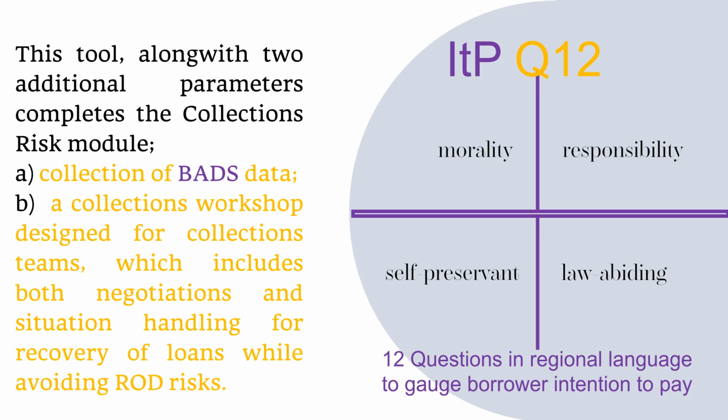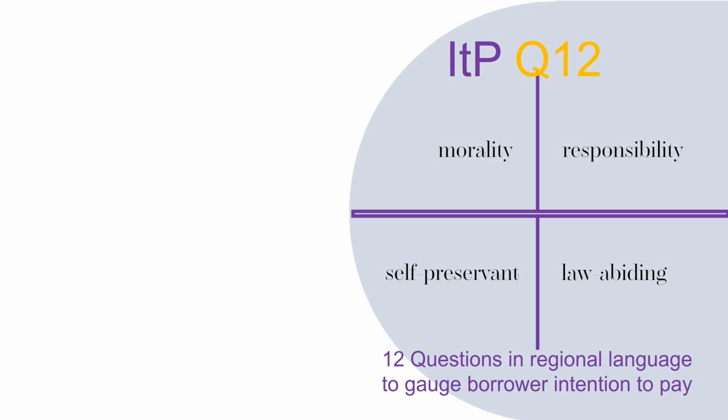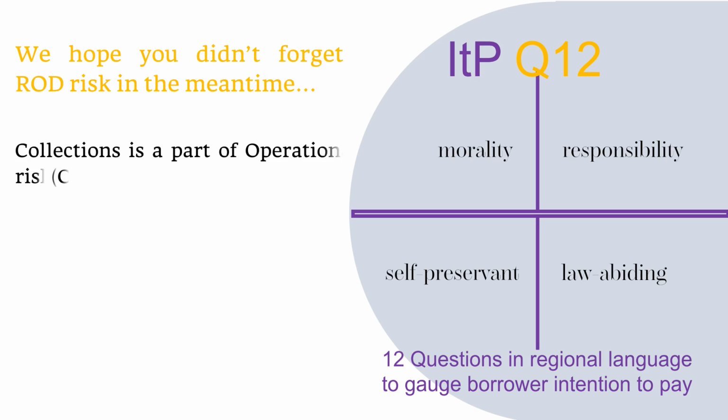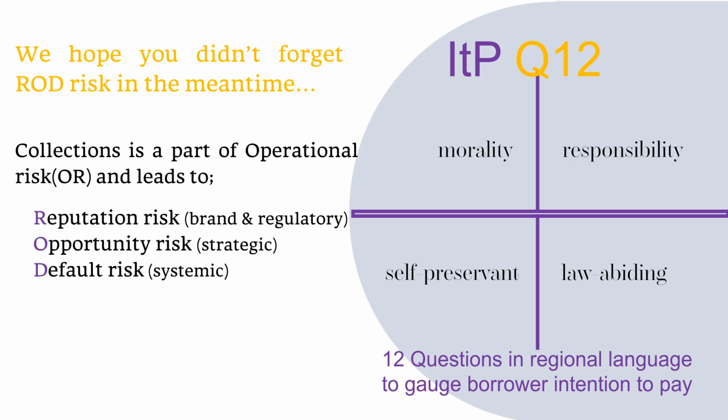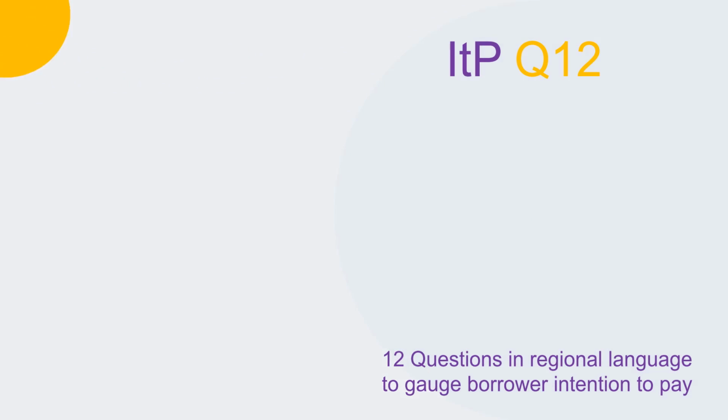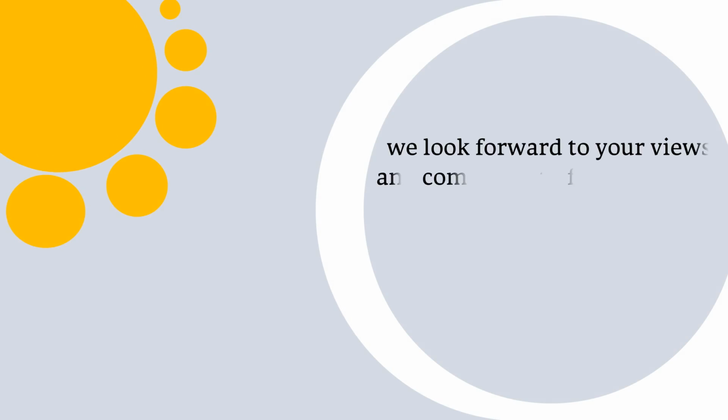In the meantime, I hope you have not forgotten ROD risks. Collections is a part of operational risk and leads to reputation risk, opportunity risk, and default risk. These should be top of the mind for any collections executive.